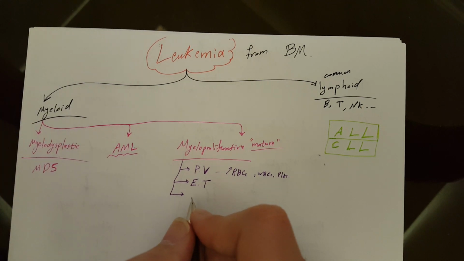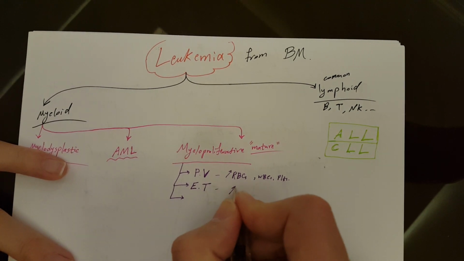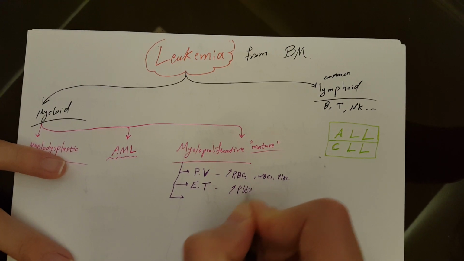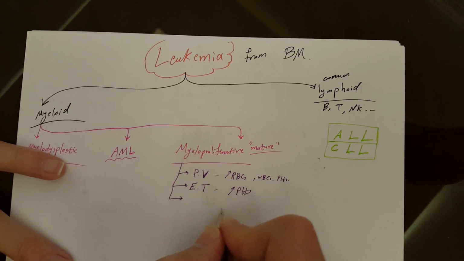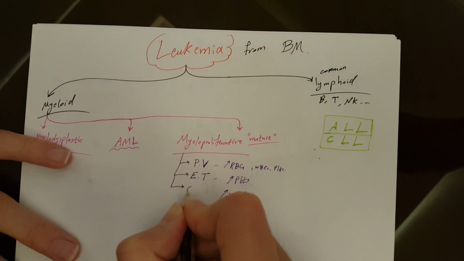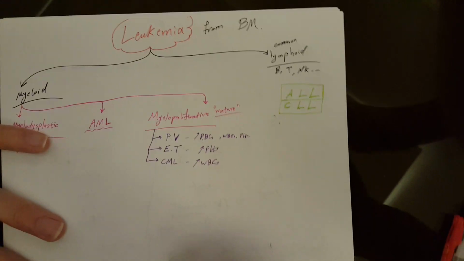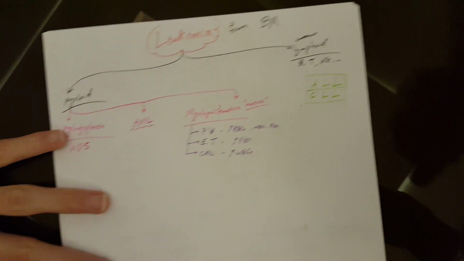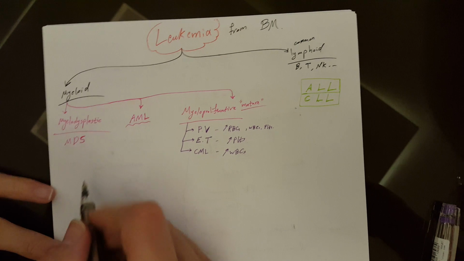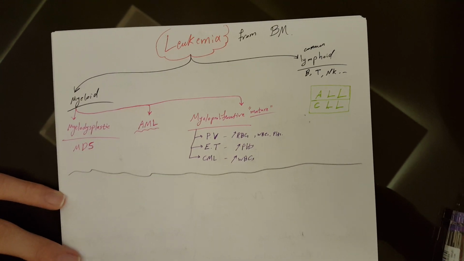Maybe some books say thrombocythemia. Anyways, ET, right? Meaning increased platelets. Or if you have increased white blood cells, this is chronic myeloid leukemia. Okay? This is how to classify, or to know which one's which, what is what, in very short.